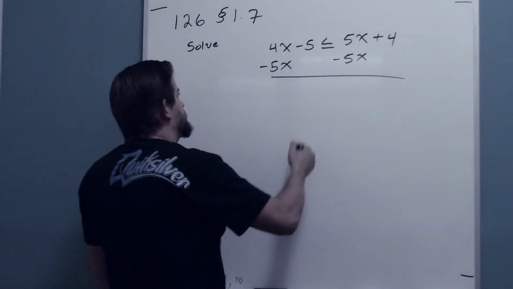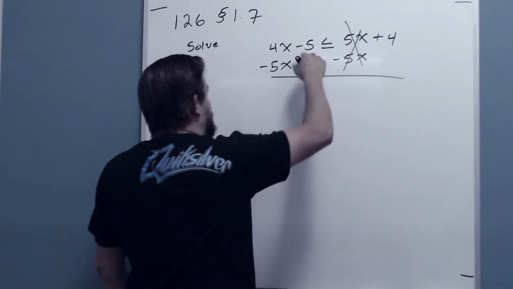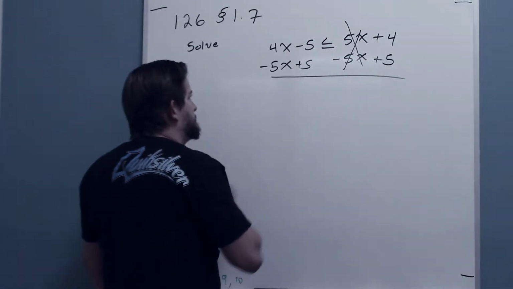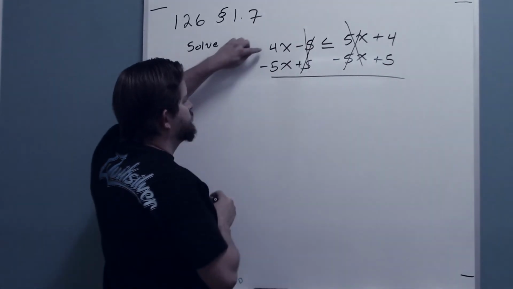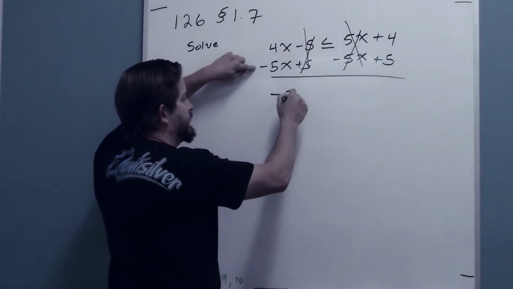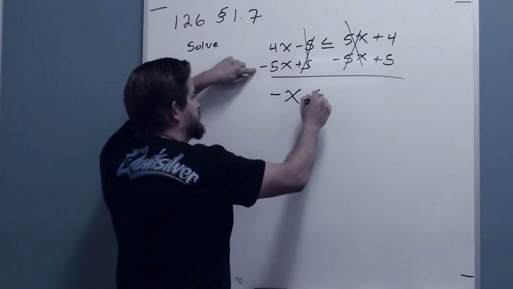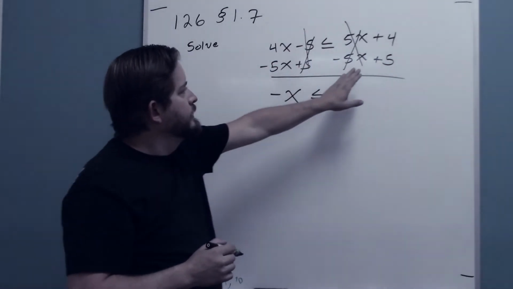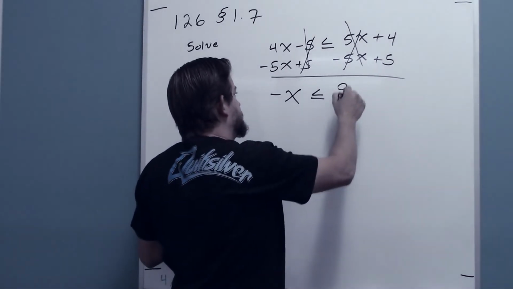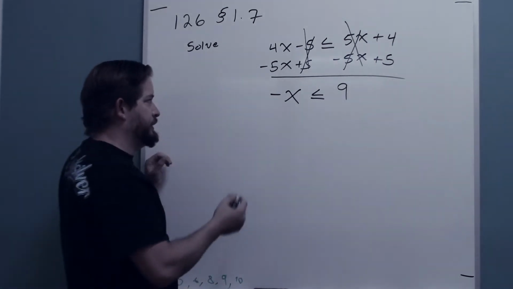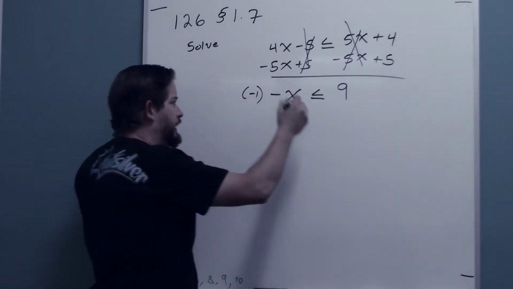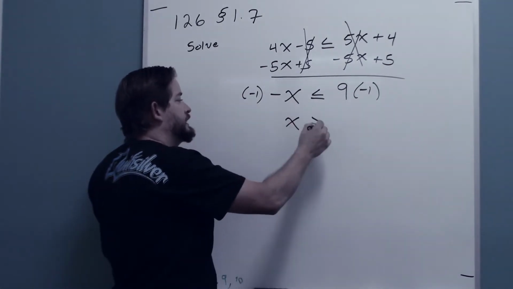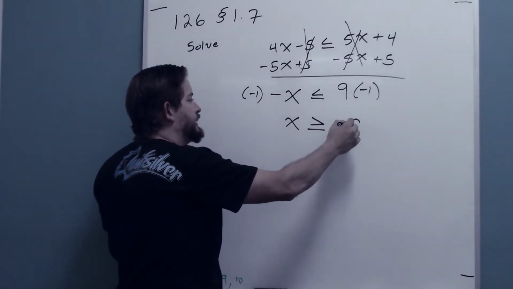Since I'm dragging my x's to the left, I'm going to add 5. Gets that out of there. I have 4x minus 5x as a negative x is less than or equal to, I don't switch it here because I didn't divide or multiply by a negative, 9 on the right-hand side. Right? I will multiply by a negative here or divide by a negative 1, it doesn't matter, but that turns out to a positive x, that changes my symbol, and negative 9. Right?